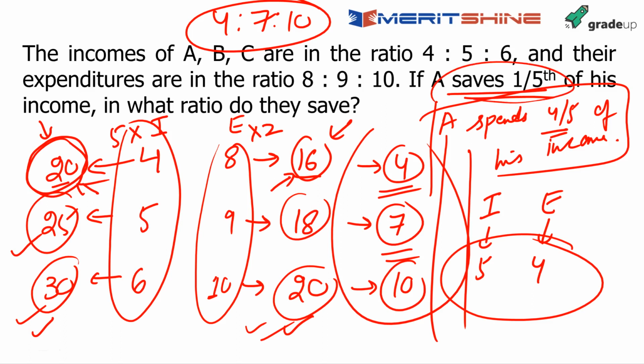1/5 of his income का saving का मतलब हुआ उसका जो income and expenditure का ratio था. The ratio of his income and expenditure should be 5:4. So these are numbers that work for me. And once I express it in this form, which you very well know how to do, I can simply calculate the answer. 25 minus 18, 7. 30 minus 20, 10. Answer is 4:7:10. That is it. This is it.